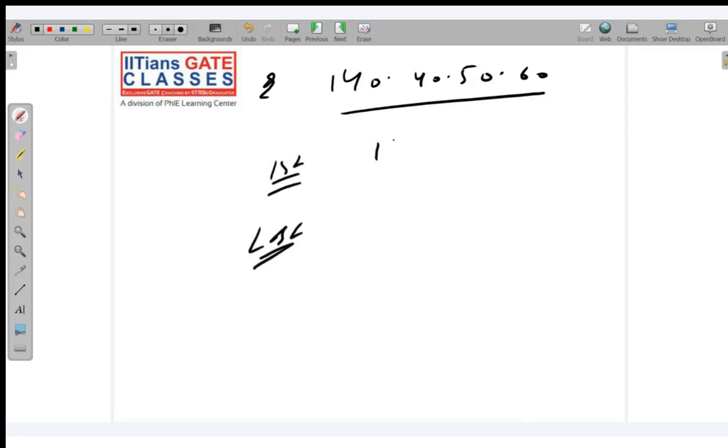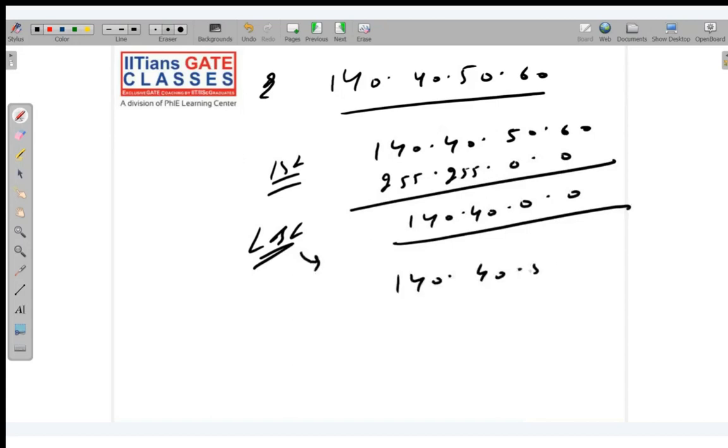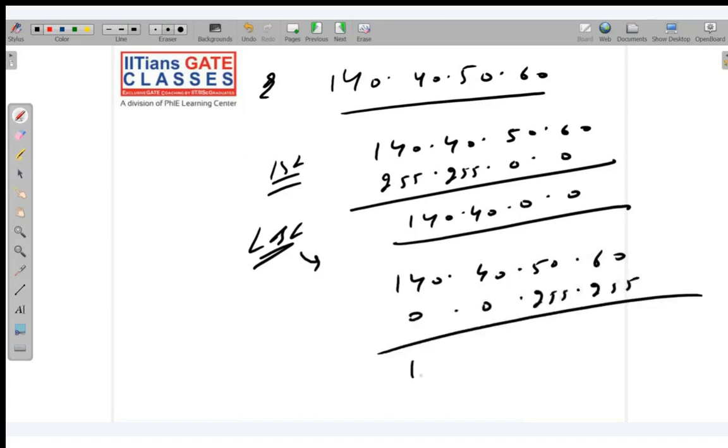First address: 140.40.50.60. It will AND with 255.255.0.0 because it is class B. So it will say 140.40.0.0. For the last: 140.40.50.60, OR with 0.0.255.255, gives 140.40.255.255. That's it.